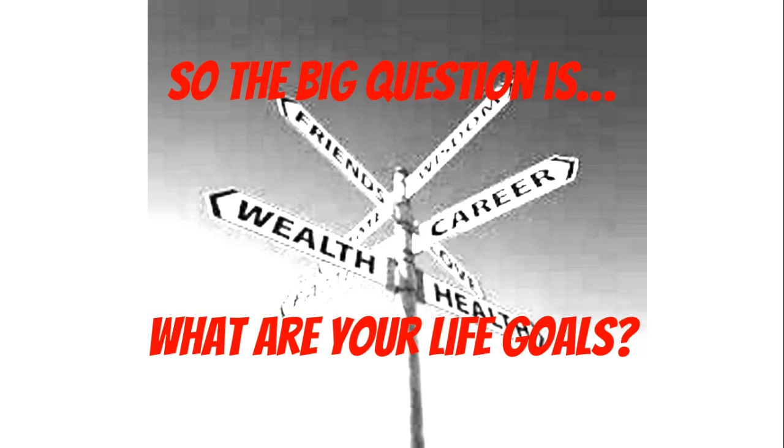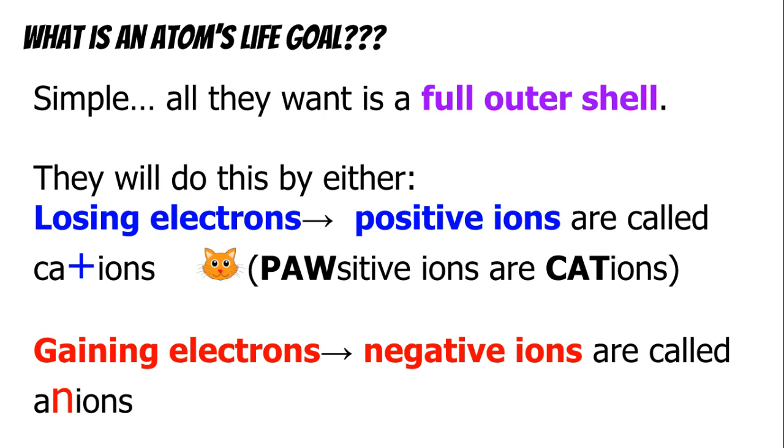So why I ask you that seems super weird and off topic is because atoms have life goals too. But atoms' life goals are not complex like ours. They are very, very simple. An atom's life goal is actually just to have a full outer shell. When we talk about atoms and Bohr models, we know that the electrons fill the shells. But a lot of them don't have a full outer shell. Their inner shells might be full, but their outer shell is not, and that's what they strive to have. Nothing else, they just want a full outer shell.